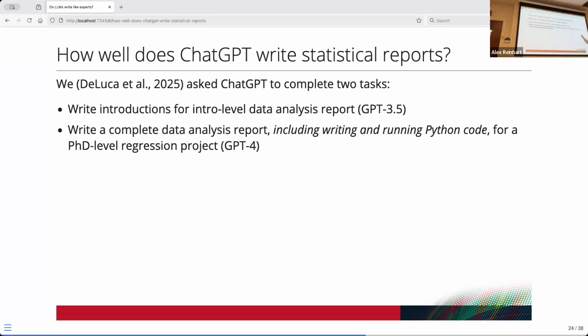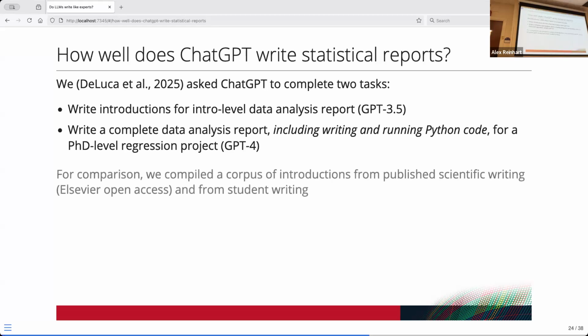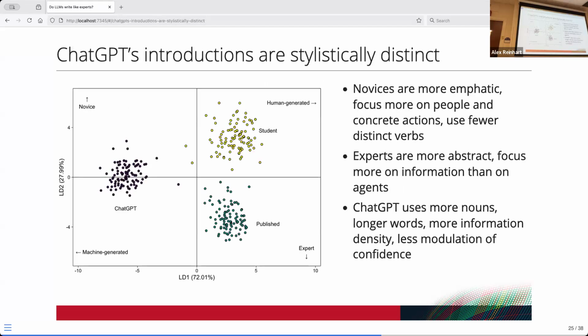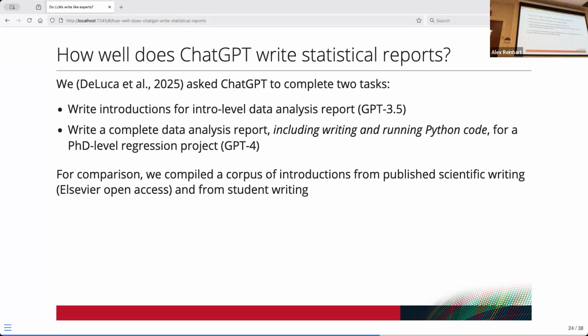The other one, which I did when GPT-4 was released with the ability to write and run code, you don't even need to download the code yourself, it'll just do it, is I had it do the regression assignment in my first semester PhD regression class. And for each of these, we did comparisons. So for the introductions, we compared not only to the students, but to published introductions in an academic writing corpus. For the data analysis report, we'll see I compared it to my own students. Did your students write all of these? We've been collecting intros since 2020, so we have some pre-ChatGPT ones, but we'll get to that question shortly.